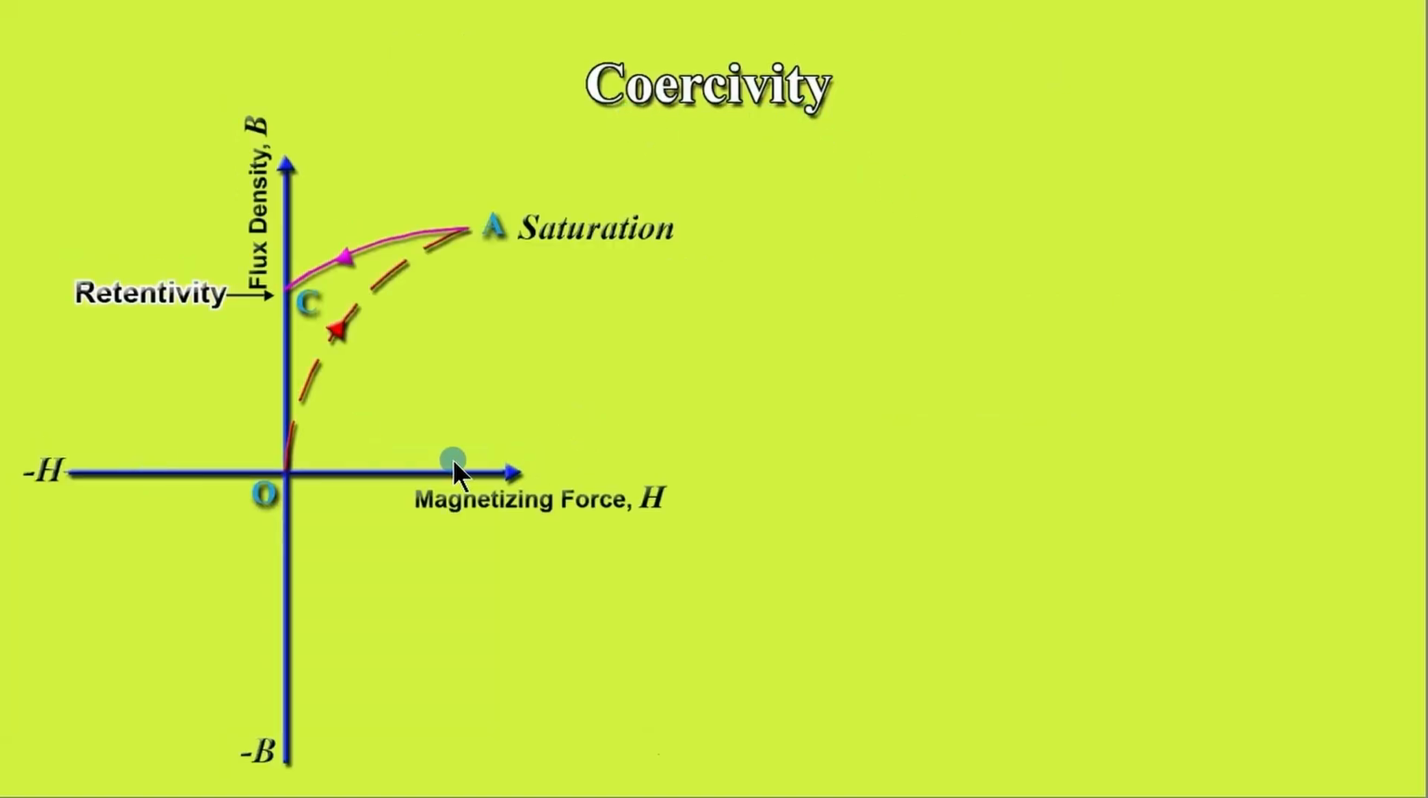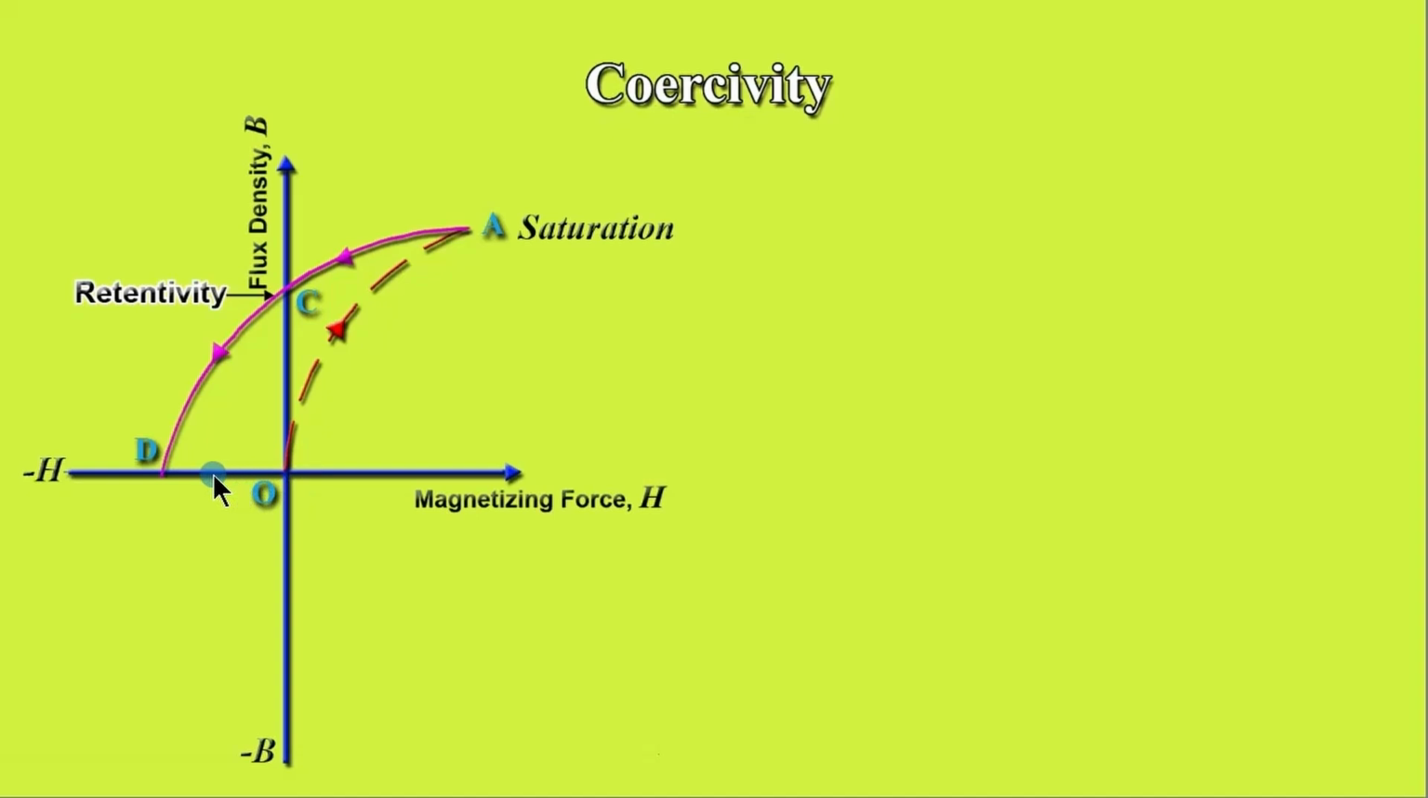Coercivity. We know that when the magnetizing force is increased, the flux density also increases to a certain level and it saturates. After that, when this magnetizing force is brought back to 0, some residual magnetism is there, so it will not come to 0, but it follows curve AC. After that, to reduce this magnetism to 0, the magnetizing force is applied in the negative direction, so that at D, the magnetism of the core becomes completely removed.